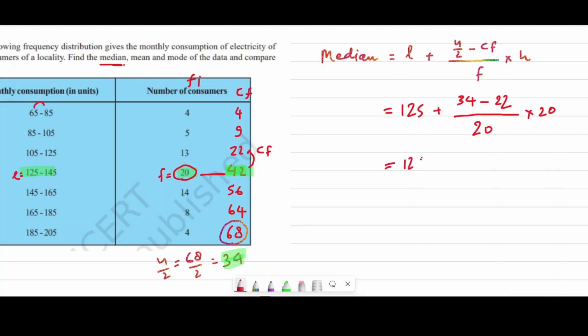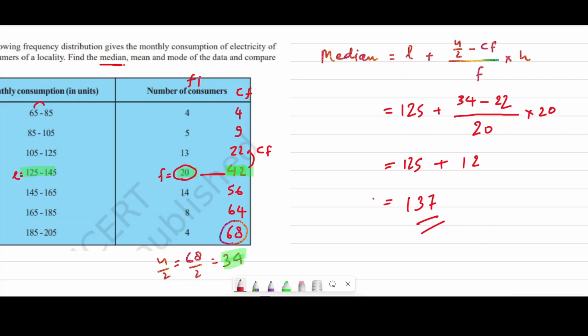Now solve this. 125 plus, here 20 will cancel out. 34 minus 22, that will be 12, so 125 plus 12, that will be 137. This will be the median.